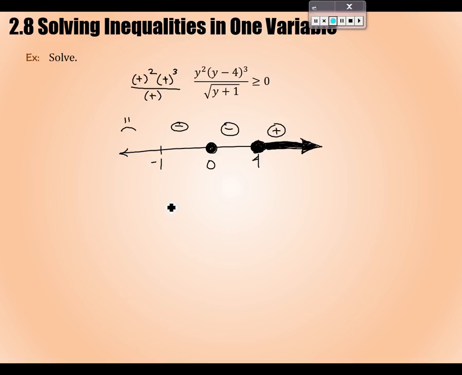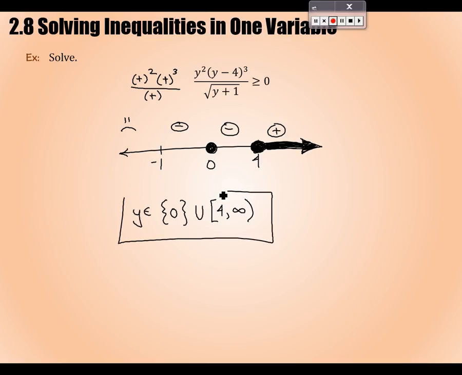All right, so we might write it this way. So y can be in this set or in this set. Wait, but the y is really the x. The y is really the x. So yeah, 0 works. Singly, just 0, and then anything from 4 and beyond.